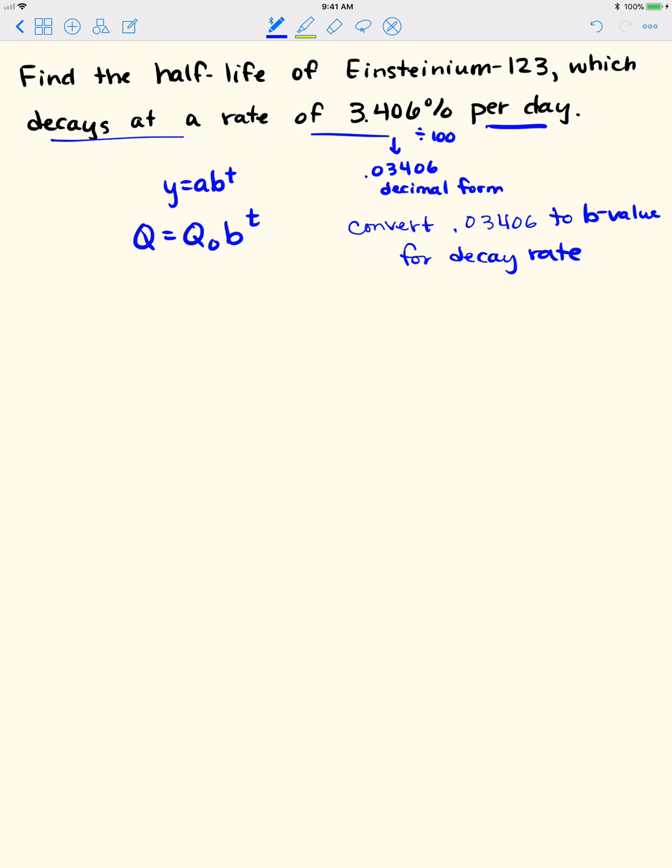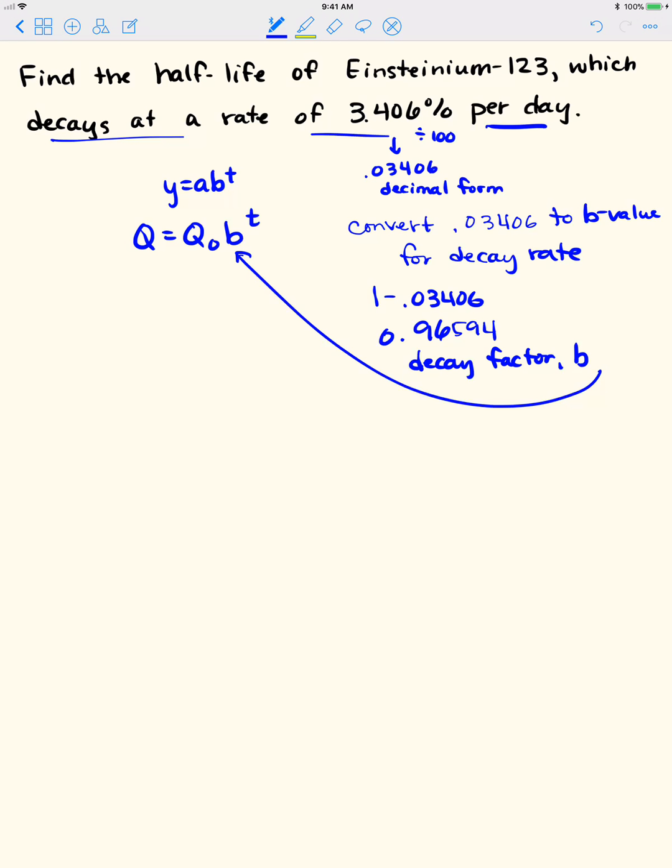And remember, doing that, you find the decimal form of the percent and do 1 minus 0.03406. So that gives us 0.96594. I'm not going to round any of this because then it would not be exact. So that's your decay factor, B, that's going to go into our formula to find half-life. So we have some initial value times 0.96594 to the t power. We're trying to find half-life.